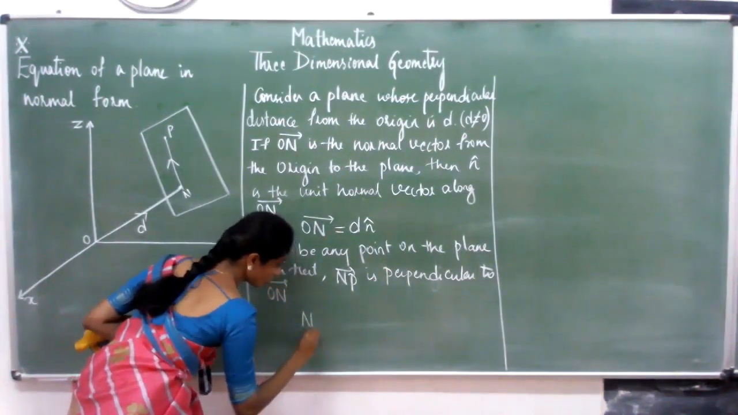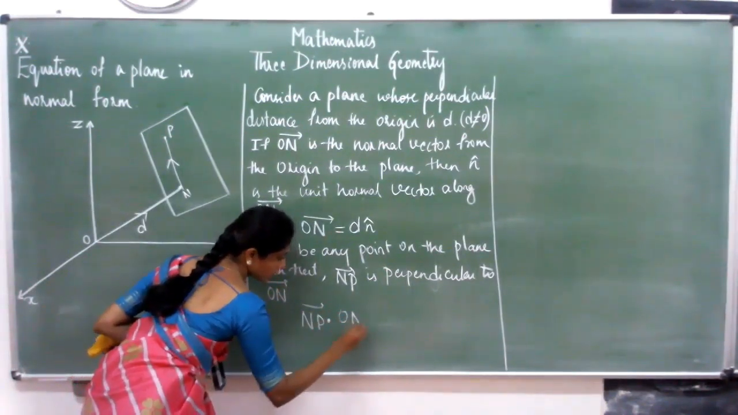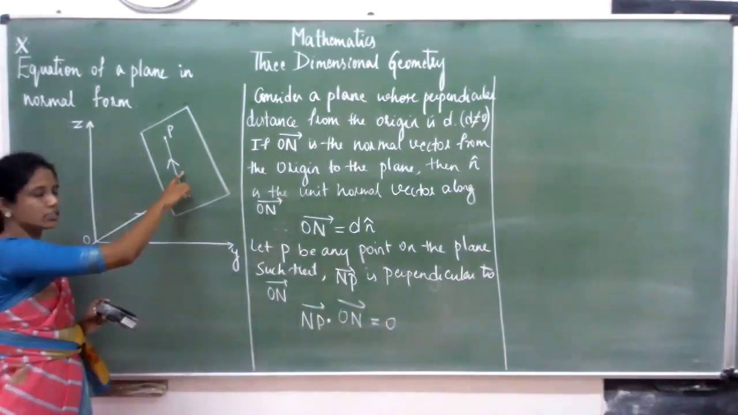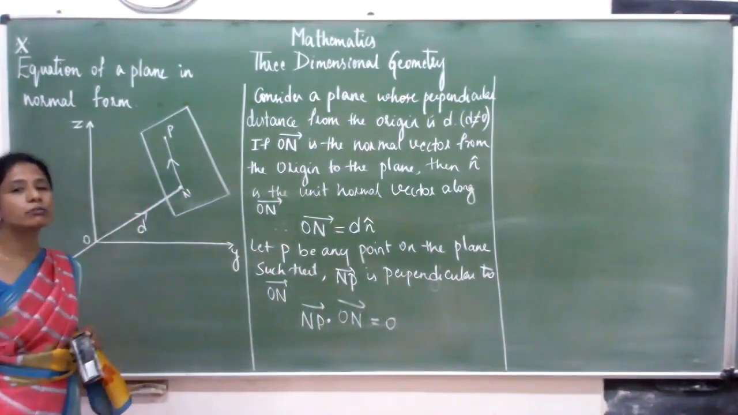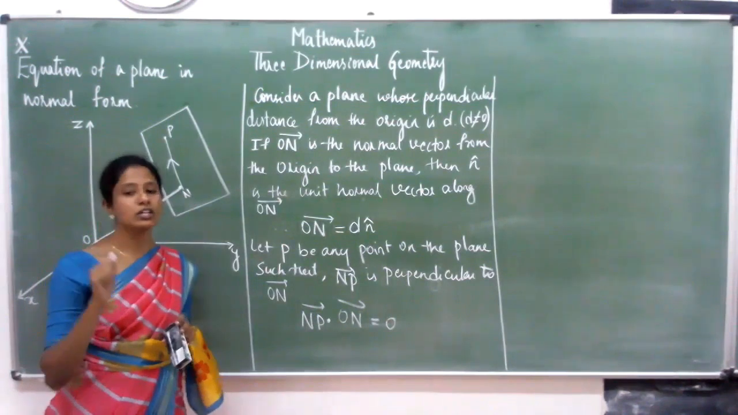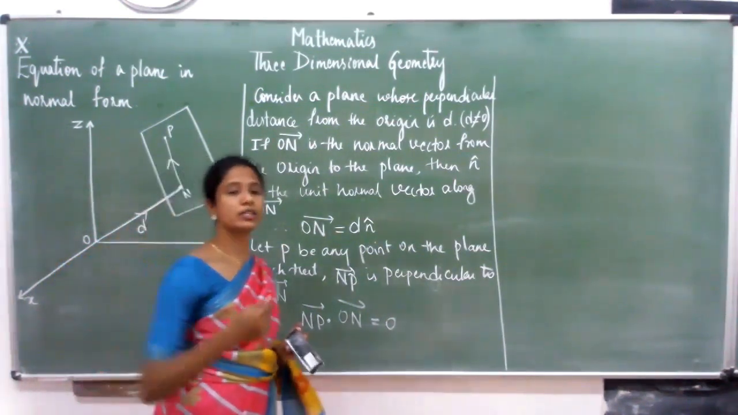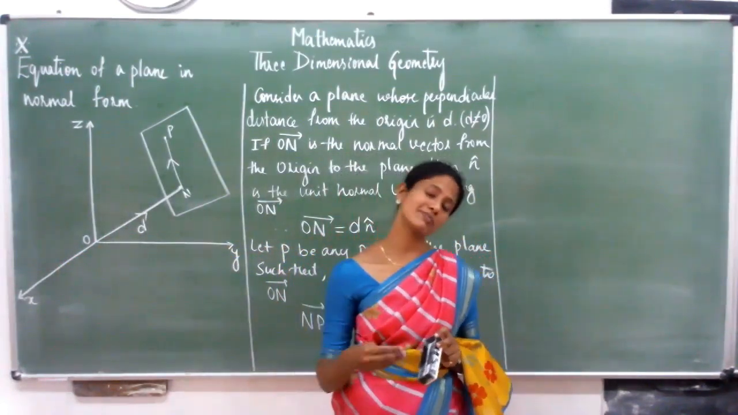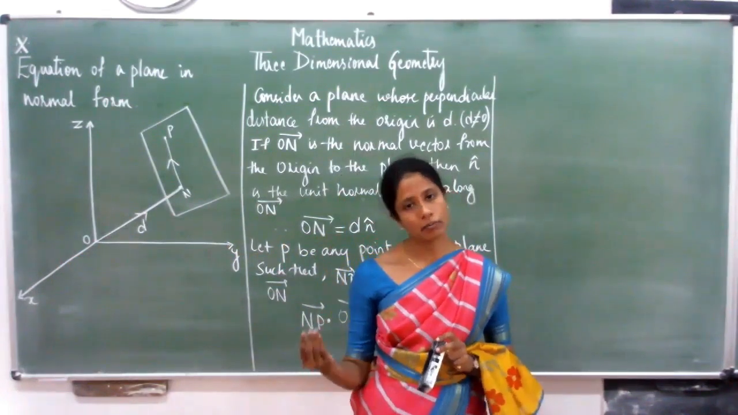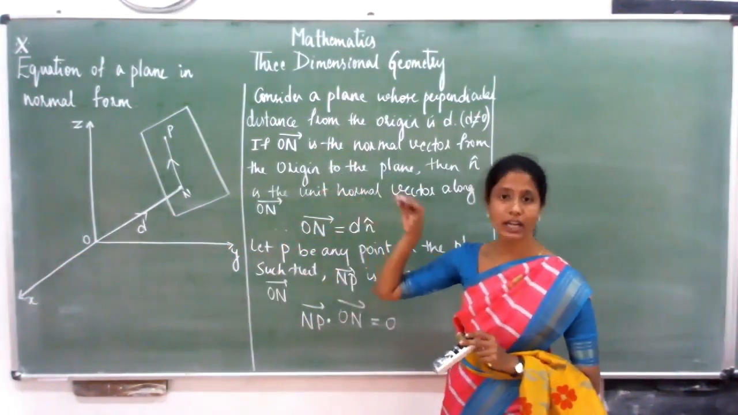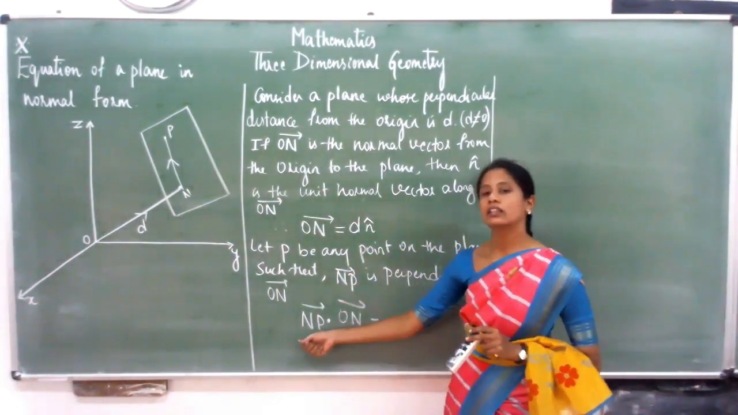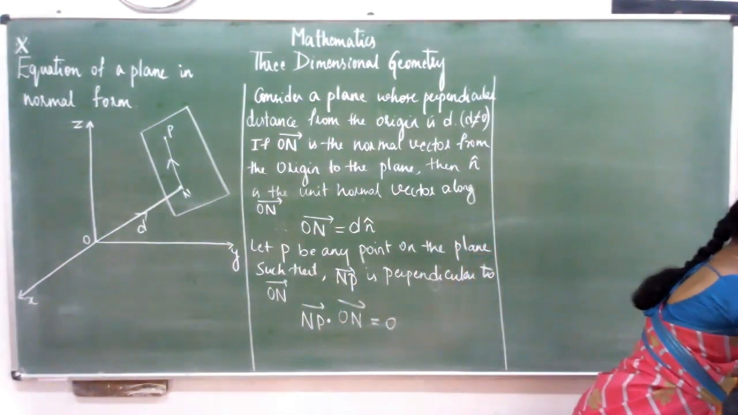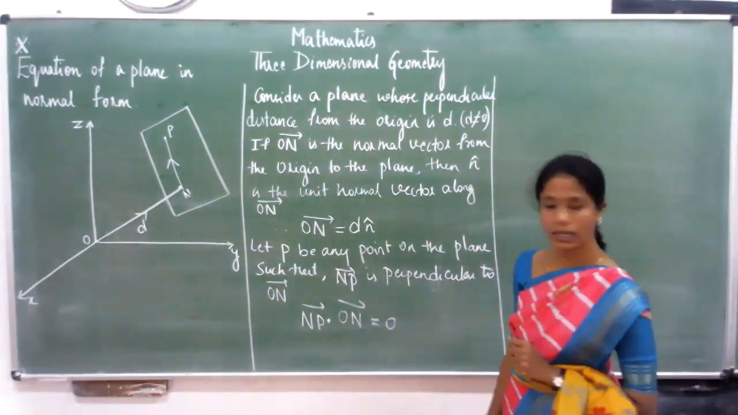So from this I can write vector NP dot vector ON is equal to 0. Why? Because if two vectors are perpendicular, the dot product between these two vectors will be equal to 0. We have already studied under the observations of the dot product that if vector A dot vector B is equal to 0, then these two vectors are perpendicular, and if vector NP and vector ON are perpendicular, then the dot product between them is 0.